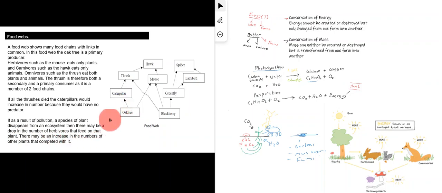There may be an increase in the number of other plants that compete with it as well. If the oak tree, for example, died off, that would have a massive impact on the whole food web. Other plants that are better able to survive in the environment would thrive because they wouldn't be competing against the oak tree for things like space and light.